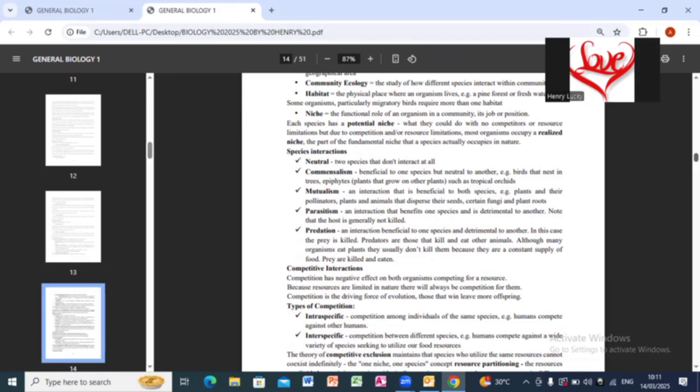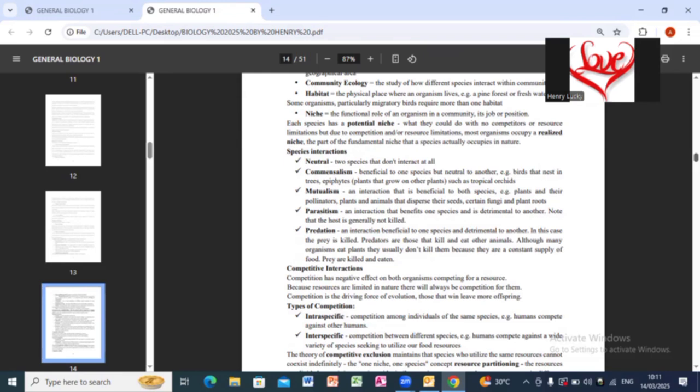Then mutualism is a form of interaction that is beneficial to both organisms. Examples are plants and their pollinators, plants and animals, and also fungi and plant roots. So these are the examples of mutualism, where there is common interest, no one is hurt.